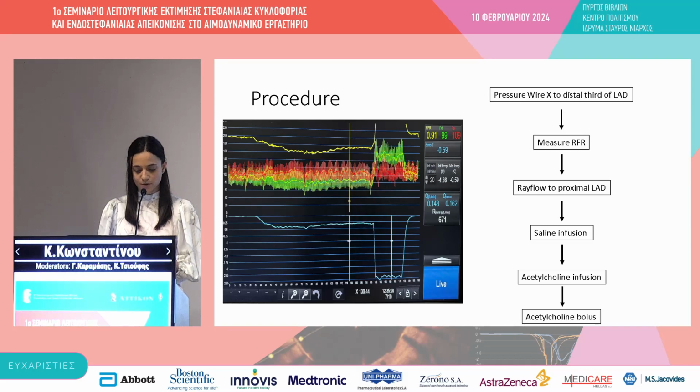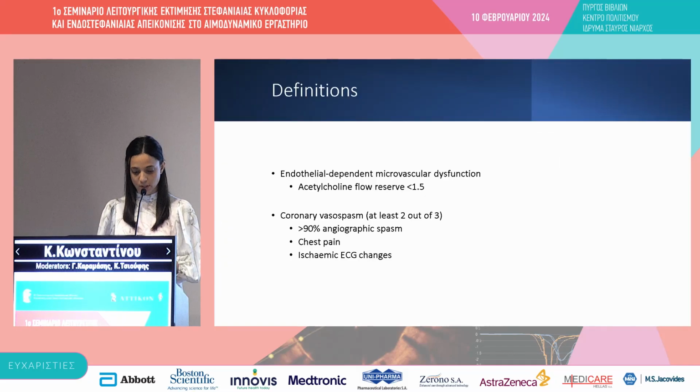Coroventis screen. So we give a slow acetylcholine infusion and measure the mixing temperature, then pull the pressure wire back and get the temperature at the tip of the RayFlow. That way we can measure acetylcholine flow. Now, when we compare acetylcholine flow to resting coronary flow, we get acetylcholine flow reserve, and that should be greater than 1.5. So flow with acetylcholine should increase 50% from baseline flow. If that doesn't happen, then patients are very likely to have endothelial-dependent microvascular dysfunction.